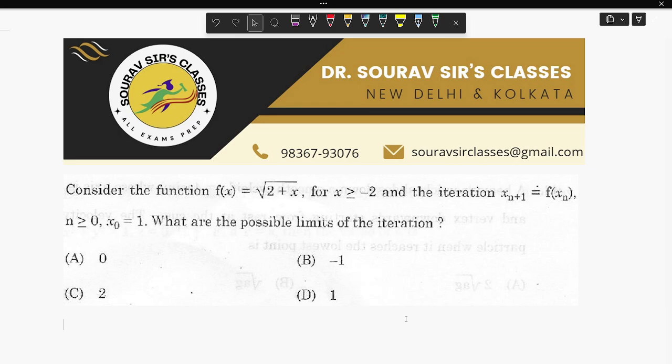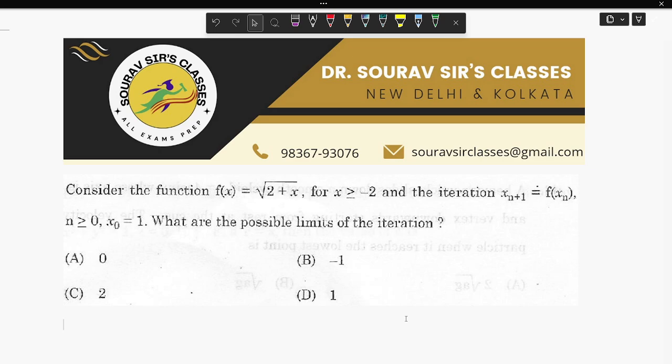Okay, so now we are going to solve a mathematical problem which appeared in the year 2024, in the question paper of PUMDET. The question tells us to consider the function f(x) equals square root of 2 plus x for x greater than or equal to minus 2, and the iteration x_{n+1} equals f(x_n), where n is greater than or equal to 0 and x_0 equals 1. What are the possible limits of the iteration? There are four options: 0, minus 1, 2 and 1.